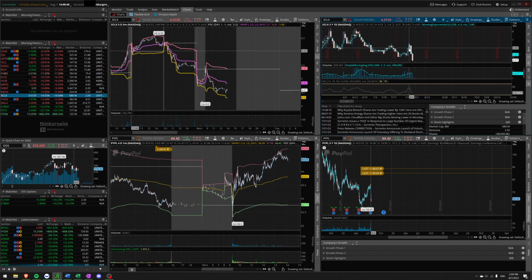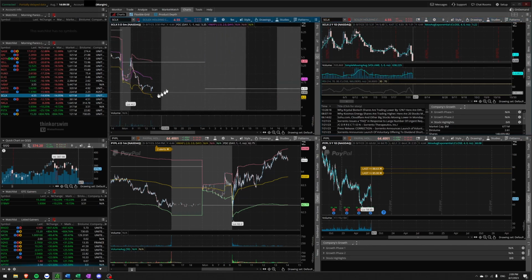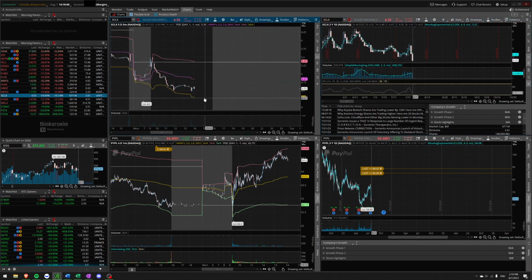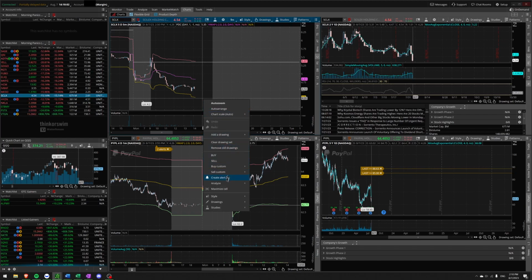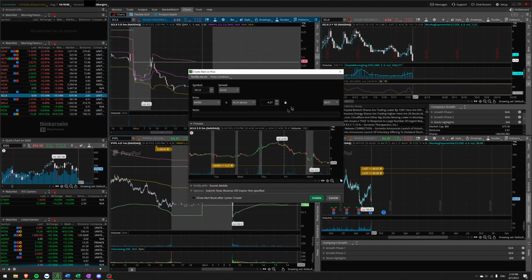STLX. I traded this earlier this year. Halt panic setup. Those are very nice. Those are my A+ setups. Okay, I want to see this under 4.06.